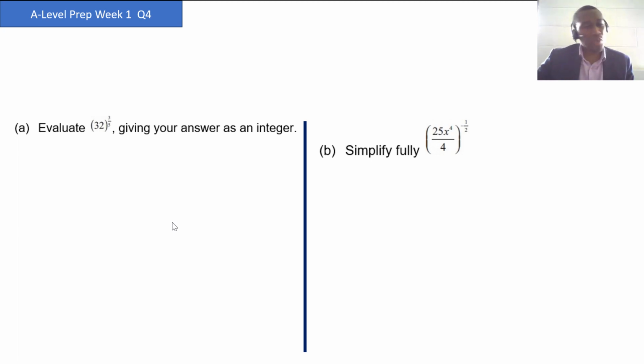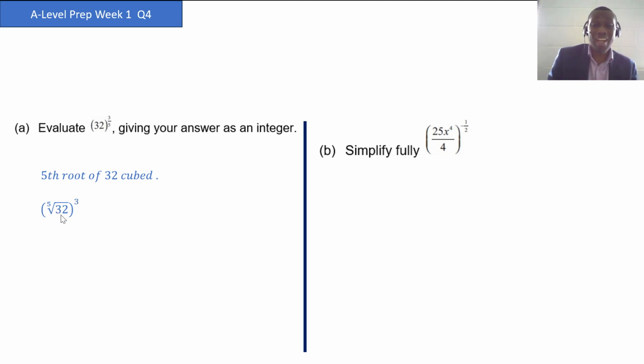But is it the kind of thing you were getting right previously, or is it something you need to work on? What does it mean, the power of 3/5? Well, it means the 5th root of 32 cubed. So I find the 5th root, the denominator is the root, and then I raise it to the power 3. Power 3 is cubed.